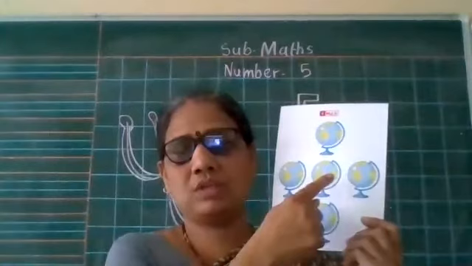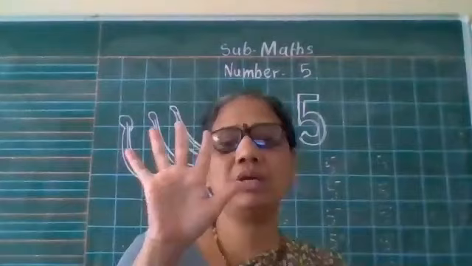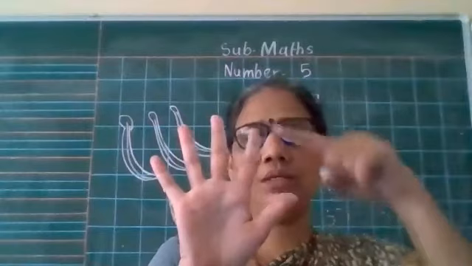Show me 5 fingers. In one hand, 5 fingers are there. Count it. 1, 2, 3, 4 and 5.